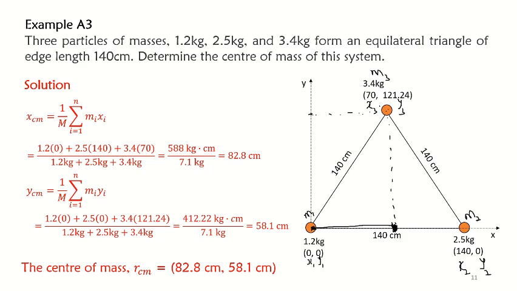And how do you obtain that? To obtain x3, since the triangle is equilateral, the vertical line from mass m3 to the horizontal axis will cut that side midway. So that means from that center to the origin will be 70 centimeters. That's why our x3 is 70. And for our y, where I marked to obtain our y3, what do we do?